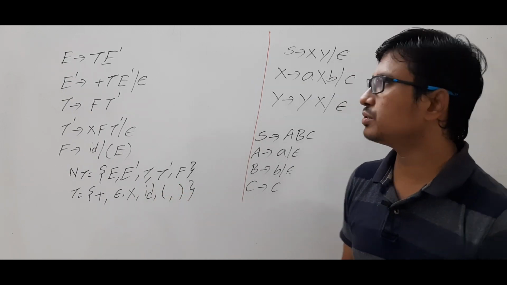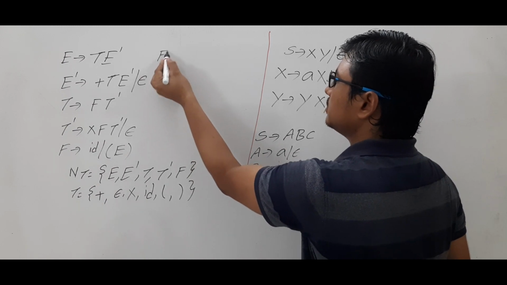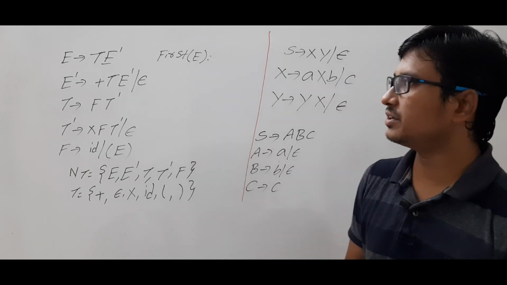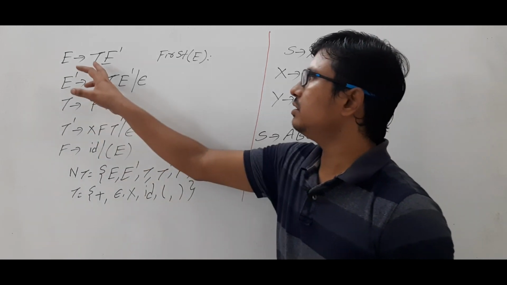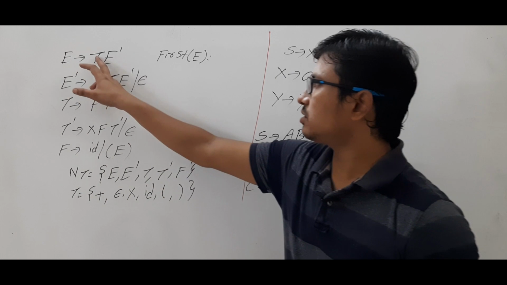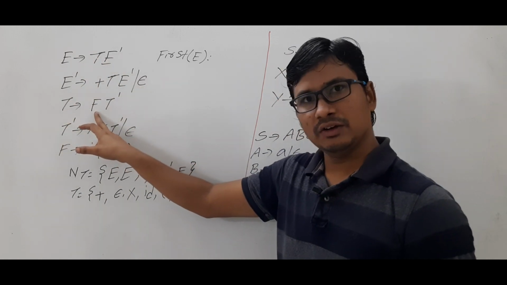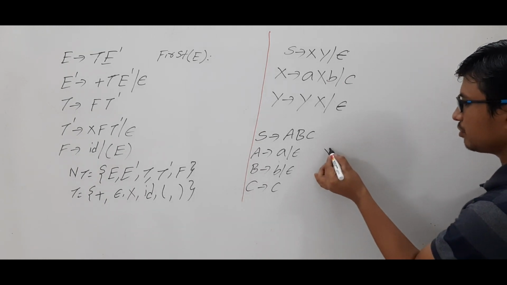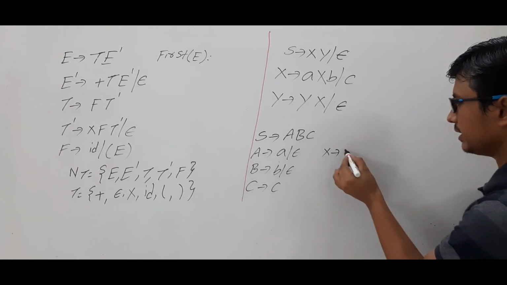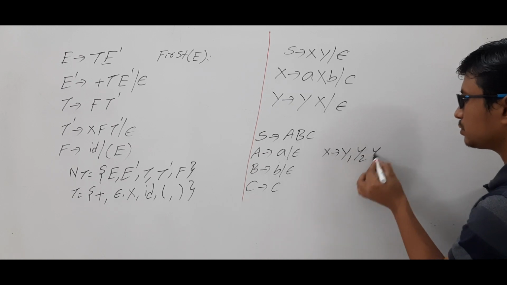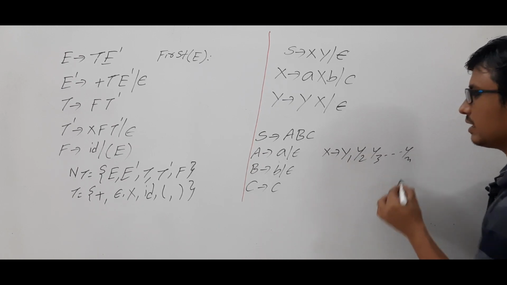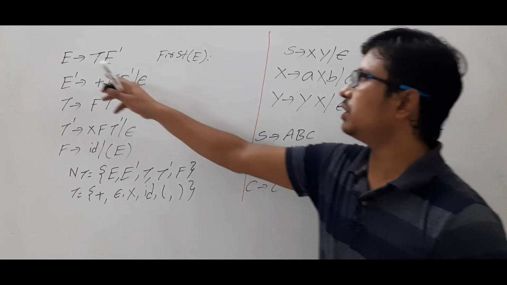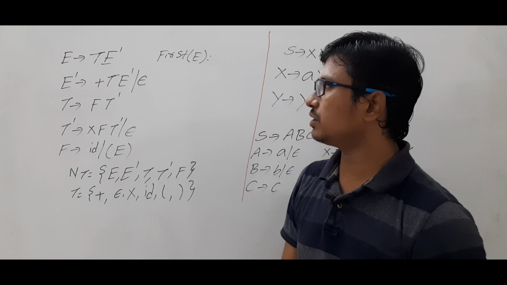Now I want to compute the first of the non-terminal E. First of E is first of T, and first of T is first of F. Am I right or wrong? What is the rule I have discussed? If you have a production X determines Y1, Y2, Y3, and so on up to Yn, first of X is equal to first of Y1. With this rule, first of E is equal to first of T.